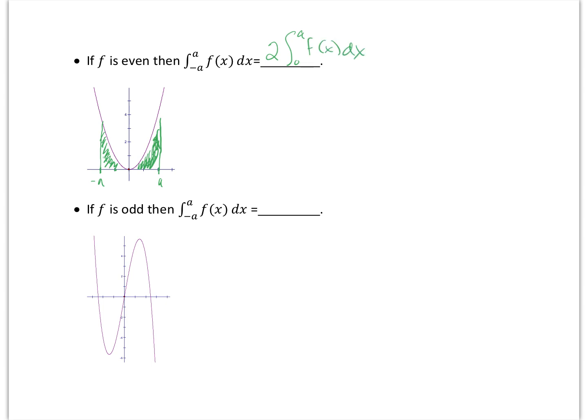And if f is odd, here's negative a, here is a. This area is the same as this area, but the area on the left side is negative because it's below the x-axis, versus the area on the right side, which is above the x-axis, and is just positive. So these are the same areas, but this one's negative and this one's positive, so they add together to make 0.